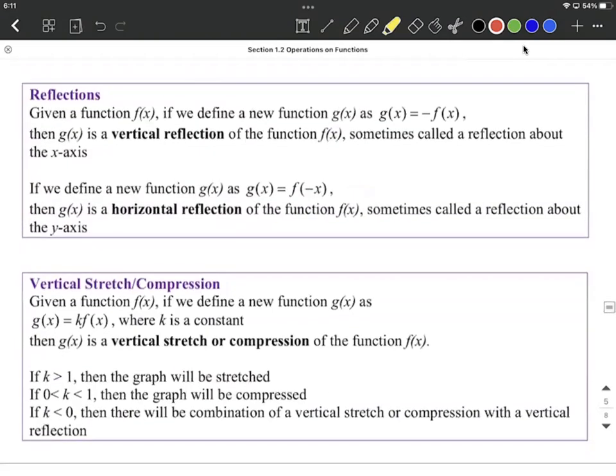Okay, the next one are reflections. Whenever we attach a negative in, it's always going to mean some sort of reflection, or flipping the graph either vertically or horizontally. Now again, this kind of follows that same pattern. Attach a negative to the entire function, it's going to be a vertical reflection. Attach a negative directly to x, we call it a horizontal reflection, like left and right.